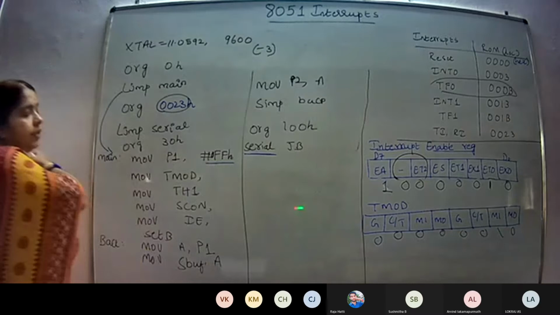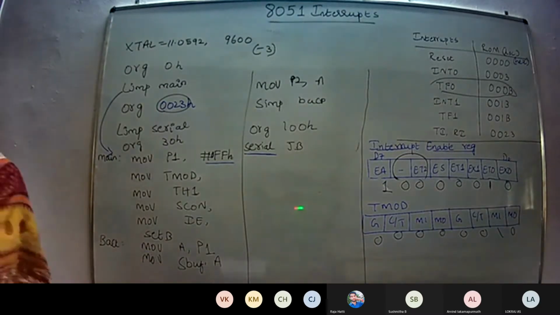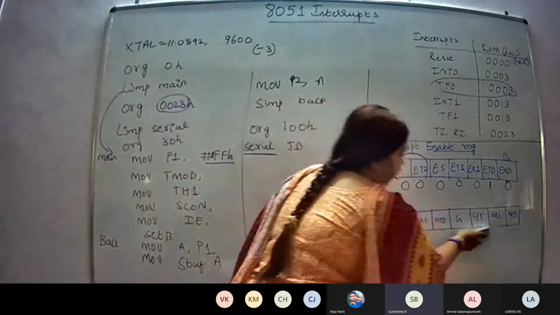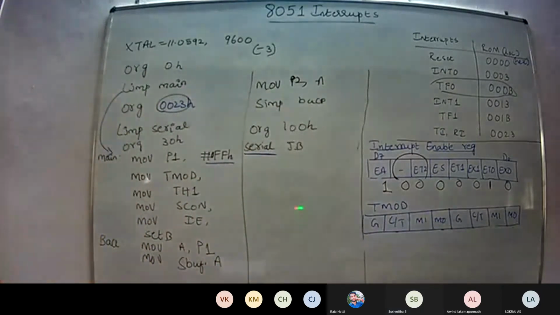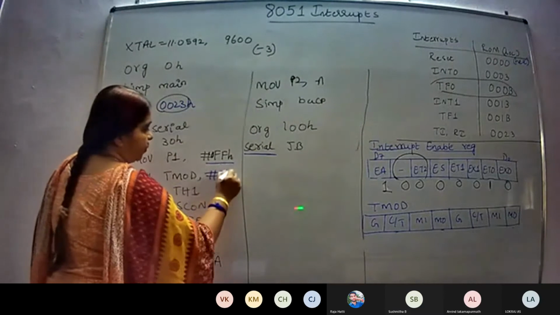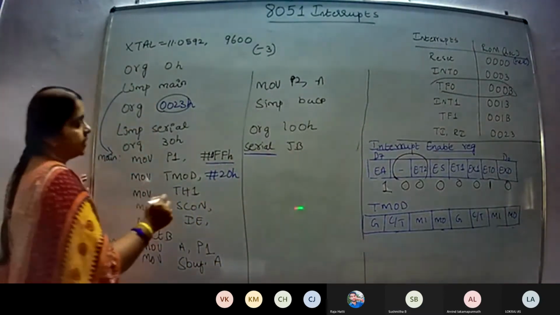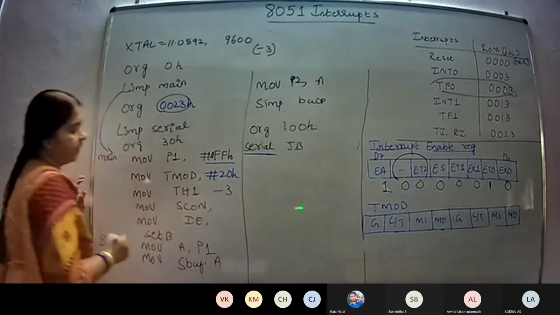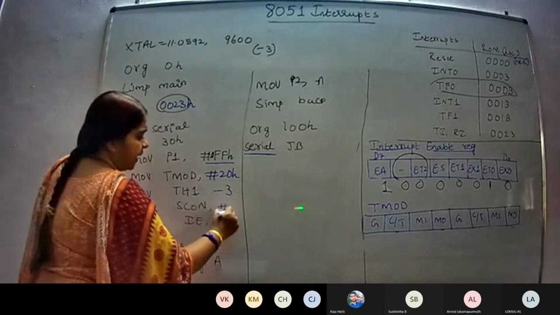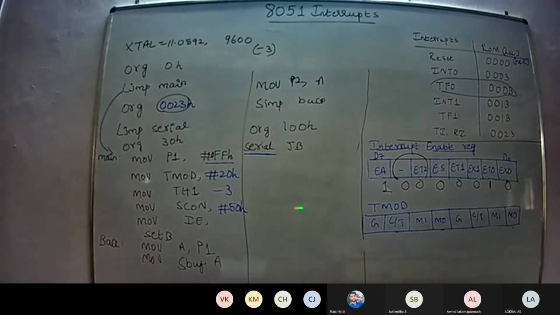Now what should be loaded into the TMOD register? It is timer 1 mode 2. If it is timer 1 mode 2, what will be the value here? It is #20H. Okay, timer 1 mode 2. In TH1, since it is 9600 baud rate, it is -3. SCON is always fixed, #50H. Okay.